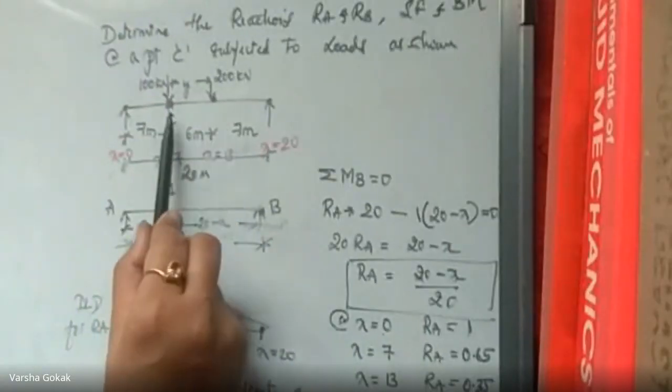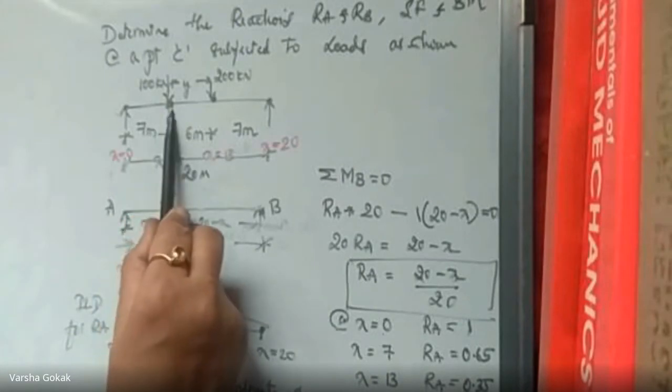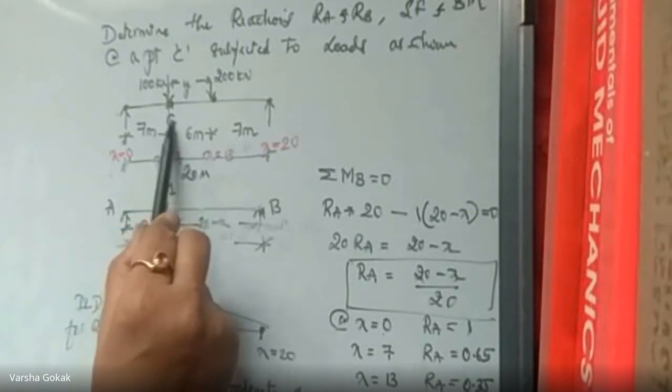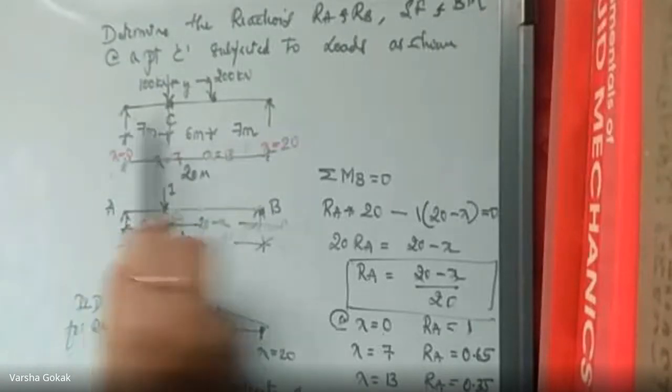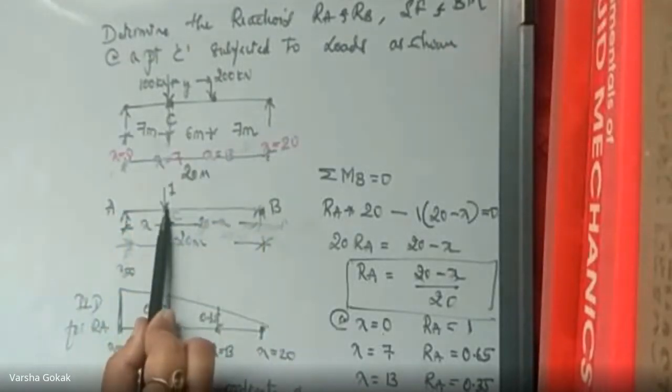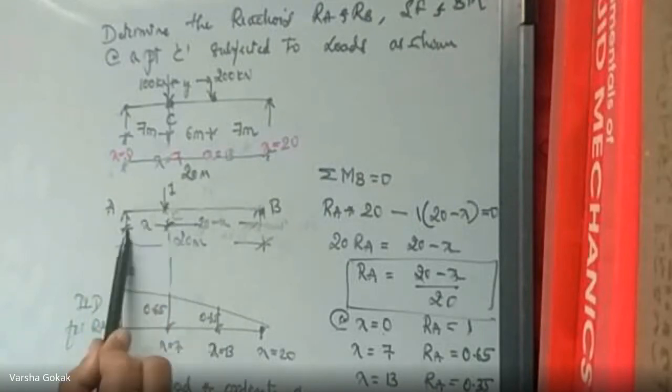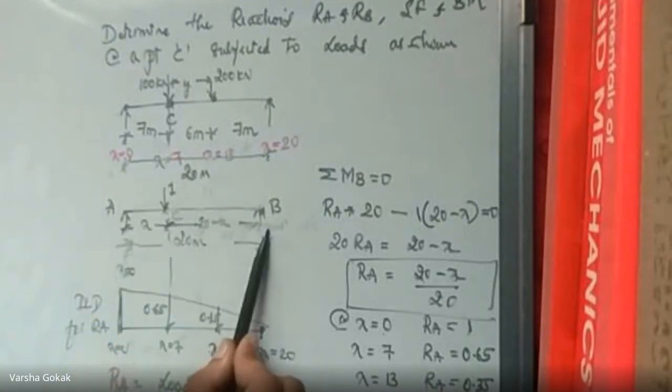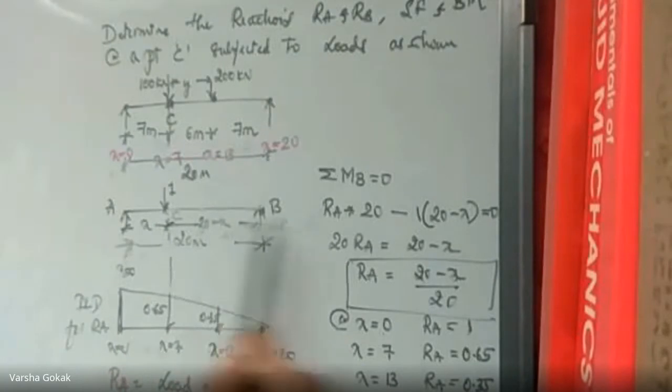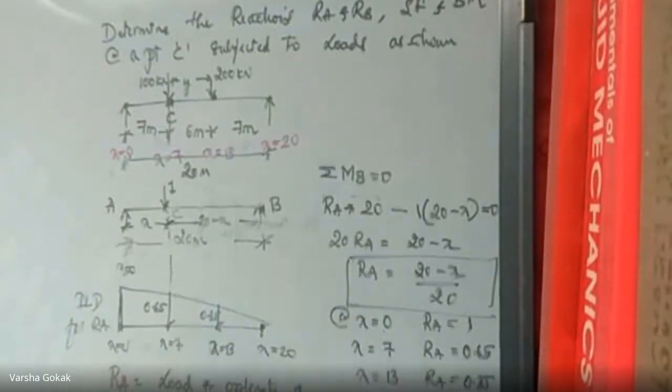Any doubt with this? We started with the sum. There are 2 point loads, but at this point, they have given us the question as this point as C. So what I'll do, I will draw that again. At that point C, I will apply a unit load. Wherever we apply the unit load, that distance is x. The remaining distance will be 20 minus x. Take the moment at B, you will get the value of RA.